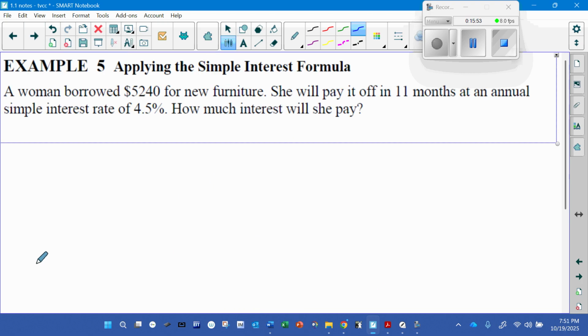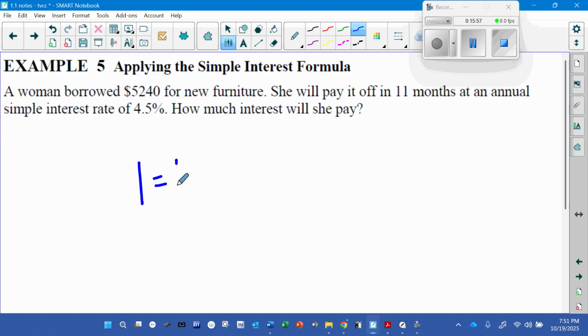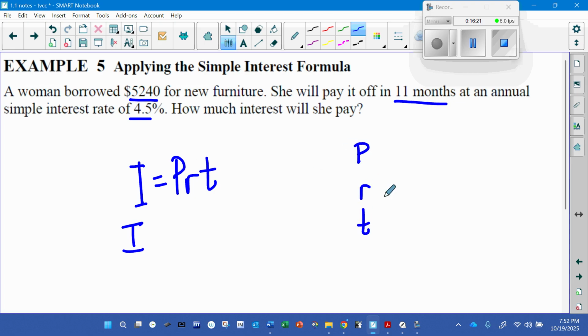All right. So let's apply that simple interest formula. So I equals PRT. So we have a woman who's going to borrow $5,240 for new furniture. She will pay it off in 11 months at an annual simple interest rate of 4.5%. How much interest will she pay? So we're looking for interest. So let's identify the P, the R, and the T.